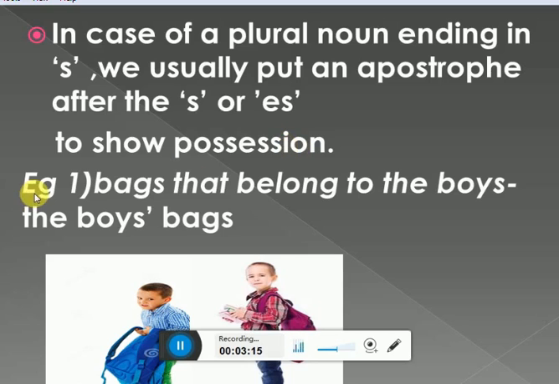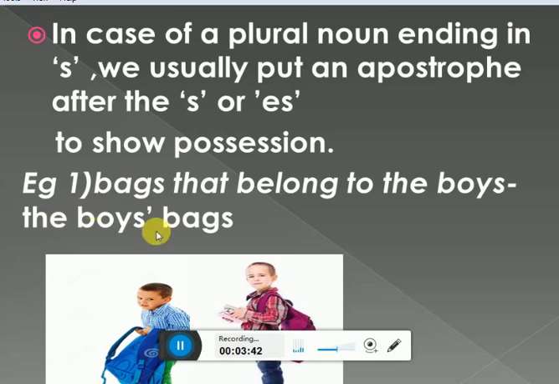See this example. Example 1. Bags that belong to the boys. Here you can see there are two boys. One boy, second boy. You can see two boys here, and each of them is carrying a bag. So, the boys' bags. Boys is a plural noun.